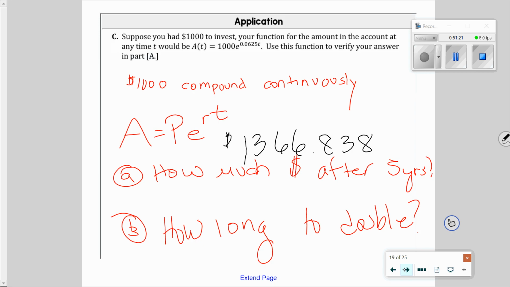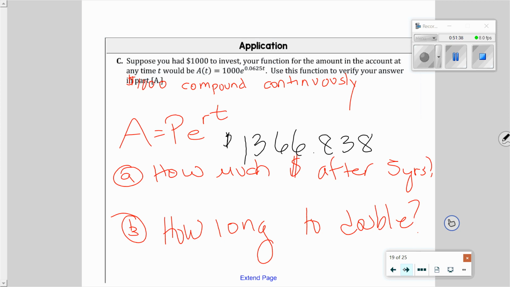Does anybody want me to show you the algebra for part A? That was easy, right? We didn't just plug in 5. And then on the second one, you need to change it to a natural log. What was it, 11 point something? I think so. What did you get, Connor? Yeah, I think I remember that. 11.09 years. Okay, does anybody want to see either of those?